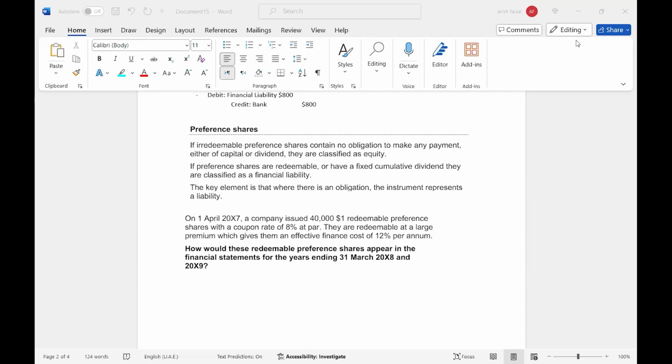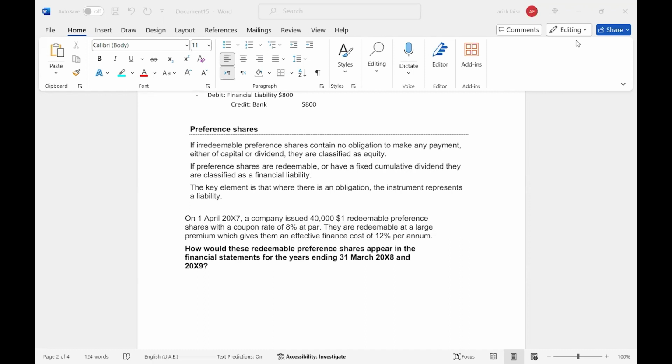So right now, the next topic is preference shares. Let me explain the preference shares. Preference shares can be of two different types. Number one, redeemable ones, where the principal amount is also paid back to the investors.